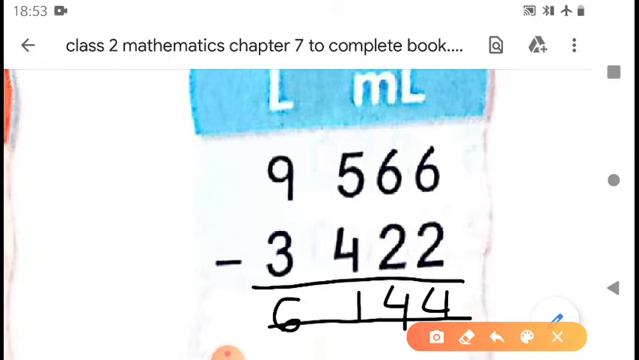That means adding these two numbers we should get this number. 4 plus 2, 6. 4 plus 2, 6. And 4 plus 1, 5. Then 6 plus 3, 9.